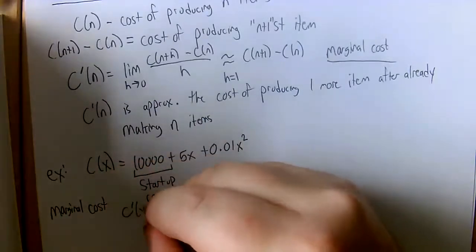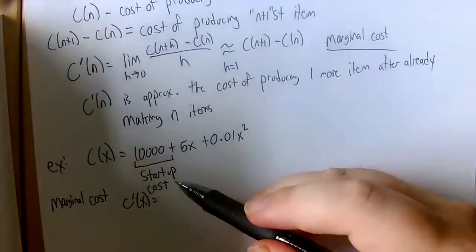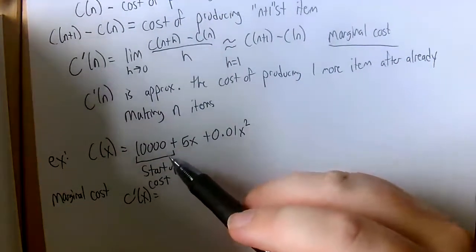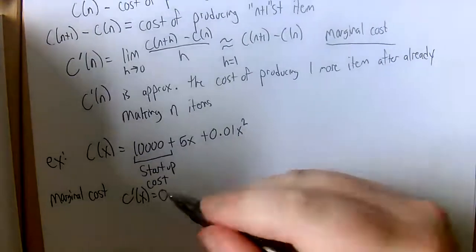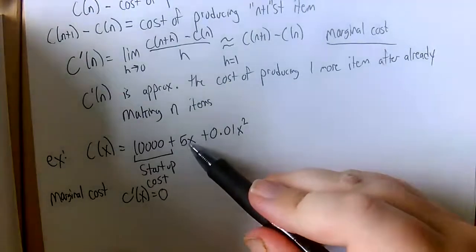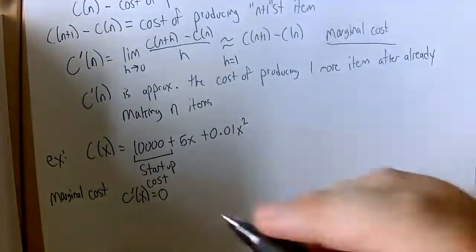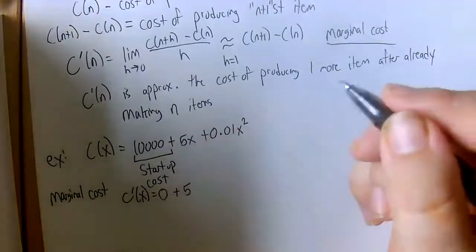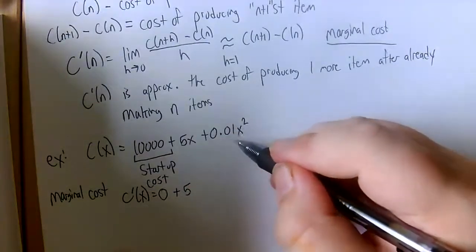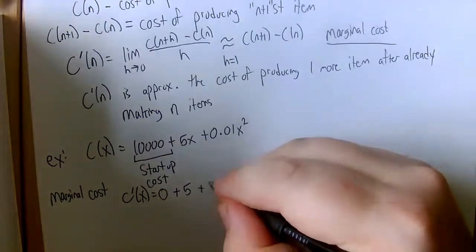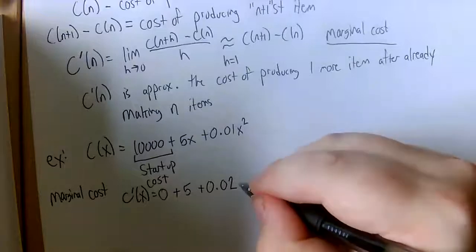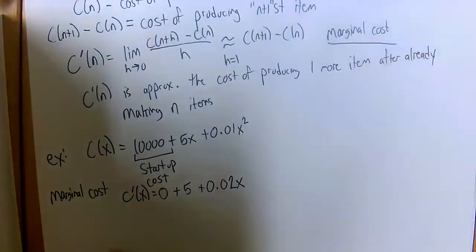That's going to be C prime of x. And here we use our knowledge about the derivatives that we learned about before. So we do the derivative of this constant 10,000, that will give us 0. Then we do the derivative of 5x. Well, a constant times the variable's derivative is just whatever the constant is. And then we do the power rule here. So we bring 2 down here and lower the power by 1. So we have 0.02 and then x right here. Our marginal cost is 5 plus 0.02x.